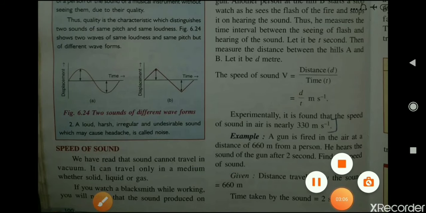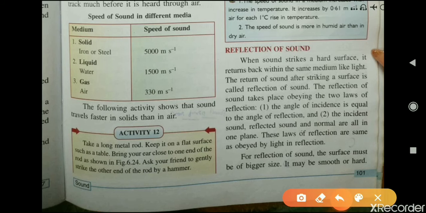Okay, now speed of sound in different media. Okay, speed of sound in solid is 5000 meter per second, in liquids 1500 meter per second, and in gas 330 meter per second. You have to learn all these. Okay.